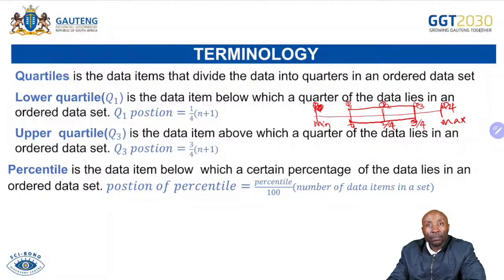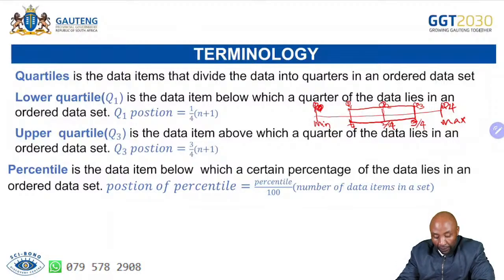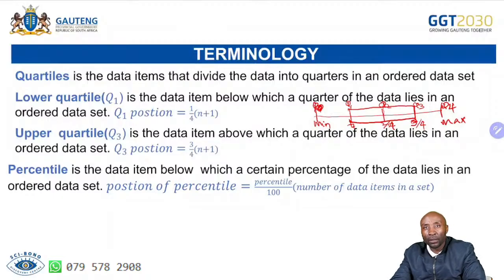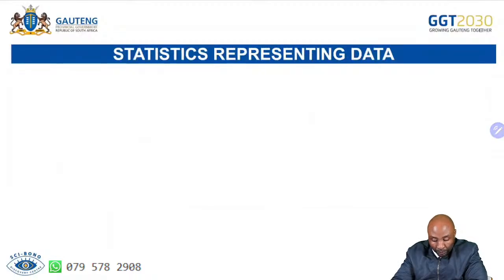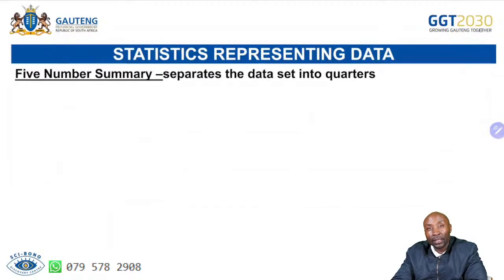Which data item will be the 70th percentile? So you want the position in terms of percentages. In other words, we are grouping our data items from 0 to 100 in order to position the data items in the groups of 0 to 100.